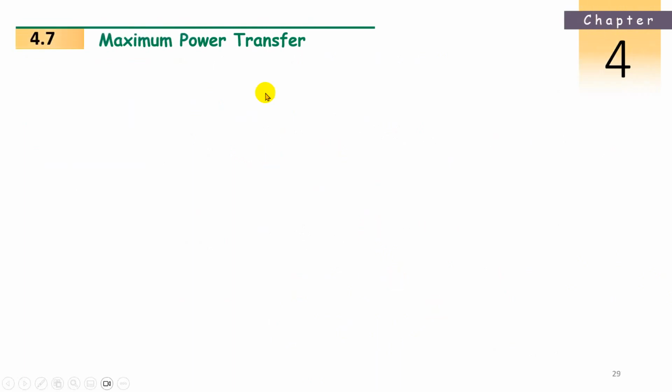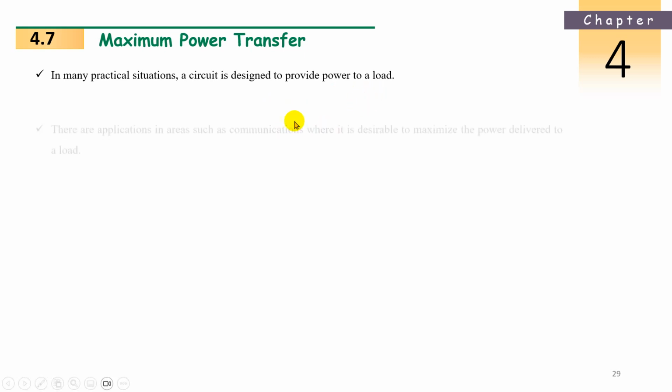Now, coming to the maximum power transfer. This is the last topic in this chapter. Maximum power transfer means at what point the circuit behaves as if it is getting maximum power in the complete scenario. In many practical situations, a circuit is designed to provide power to a load. The load resistance between terminals A and B on the right-hand side is generally the load resistance. In that resistance, we have to deliver maximum power. So how is it possible?